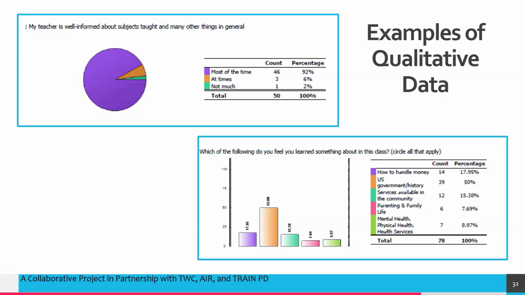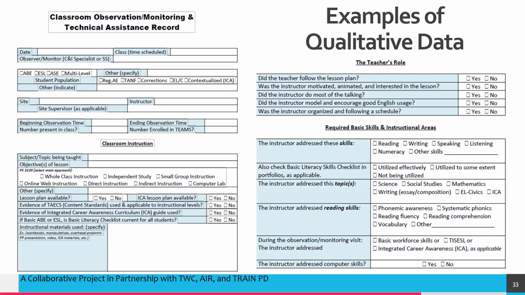Another example that we want to share is a classroom observation form where an adult education supervisor or even an instructional lead observes the instructor and records responses based on what's observed.